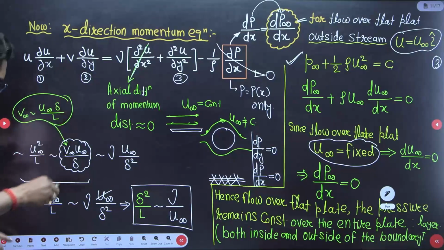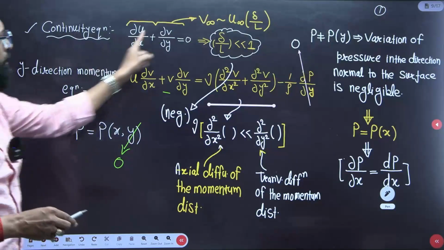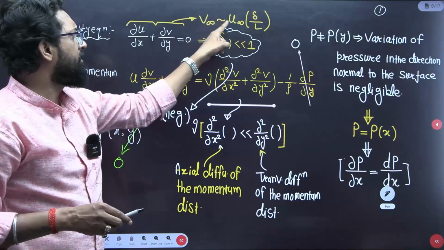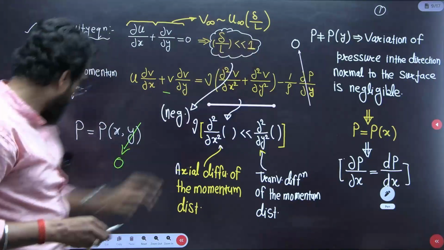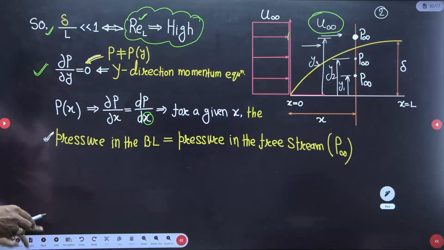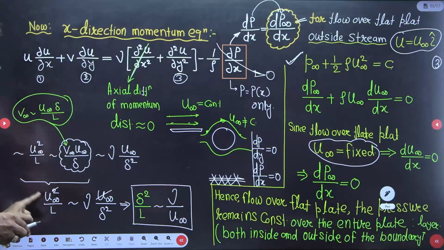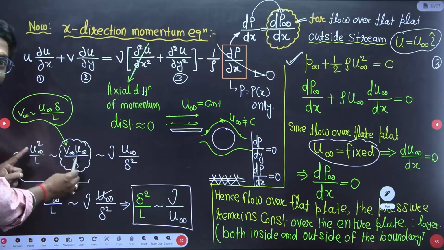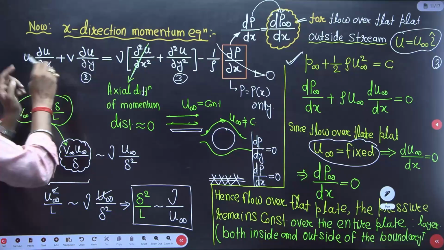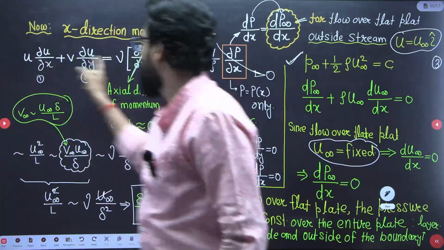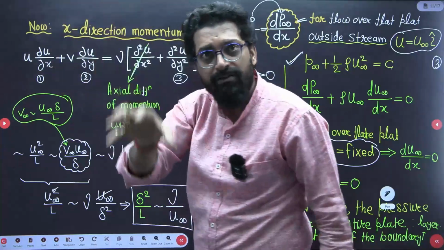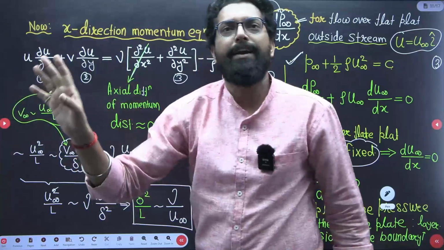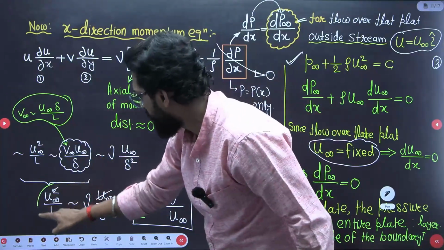You already know this from the previous classes, the continuity equation. This is your continuity equation. You can easily find V infinite is U infinite delta by L. So put this value back here, rearrange it. If you rearrange it, these two terms are essentially the same. If you take the order of magnitude, these two are the same. So from the concept of order of magnitude, if these two terms are the same, you can take either one.